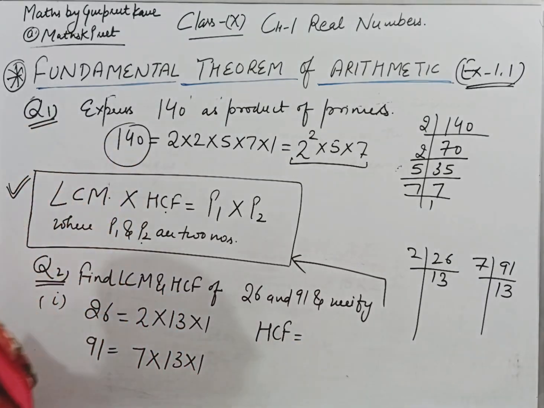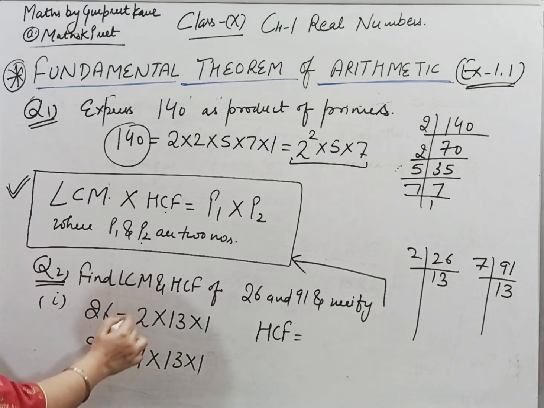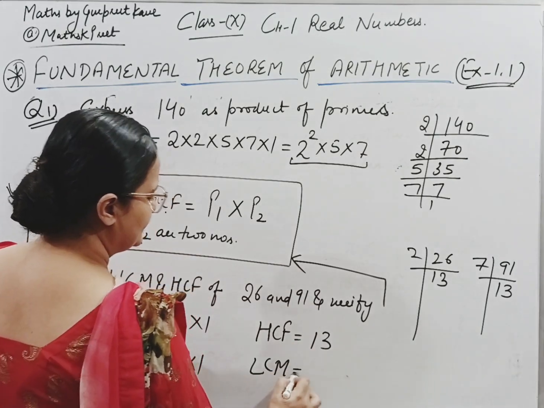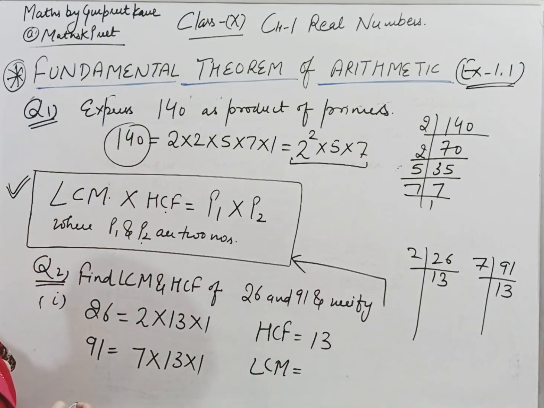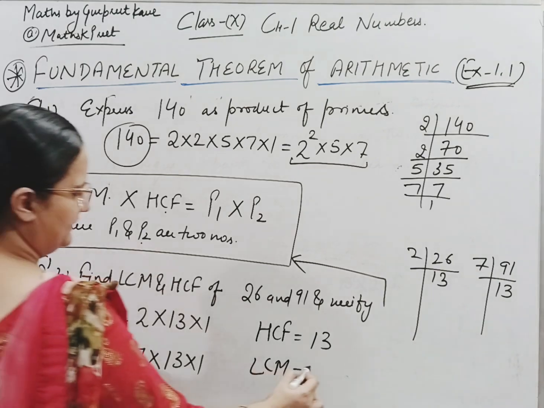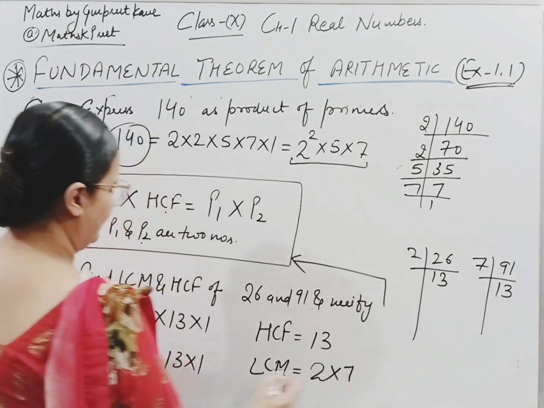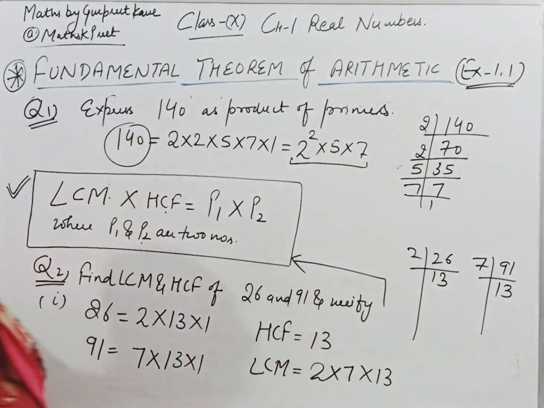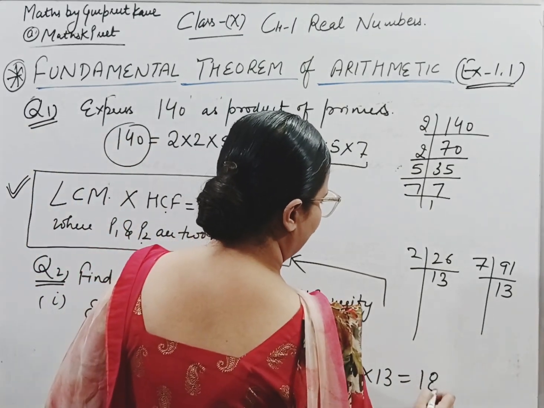So we all know that HCF is what? HCF is the minimum power of the common factor. So here the common factor is what? 13 only. So HCF is 13 for these two numbers, and LCM is what? Maximum power of all the factors. So all the factors are 2, 7 and 13. Maximum power of 13 is 1 here. So the value is 182.